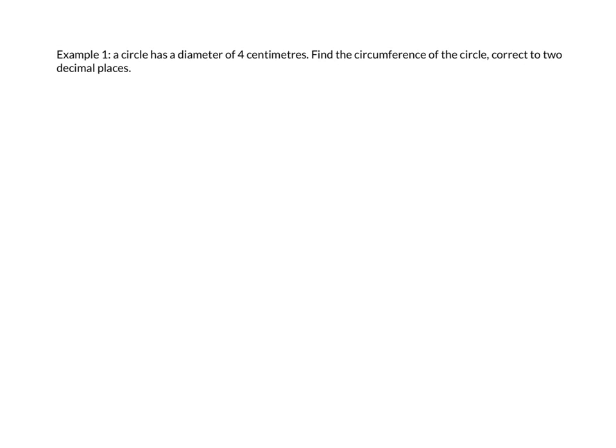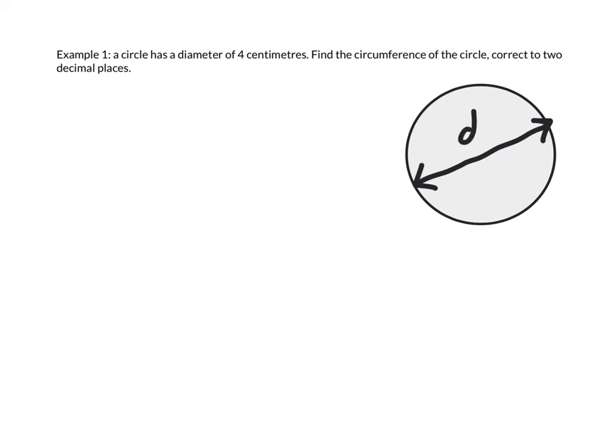Okay, so let's have a look at an example to see how we can use this relationship to find a circumference. This question says, a circle has a diameter of 4 centimeters. Find the circumference of the circle correct to 2 decimal places. So let's draw this to see what's going on. We've got a circle and the diameter is equal to 4, so the diameter is this distance across the circle here, and we're told that that's equal to 4 centimeters. Always good to note the units there. So we have D equals 4, and we're trying to find the circumference.